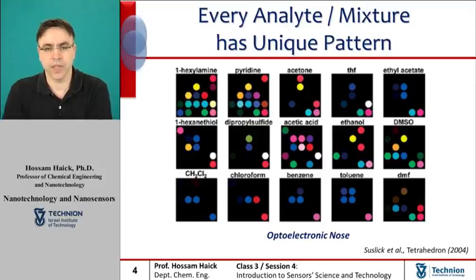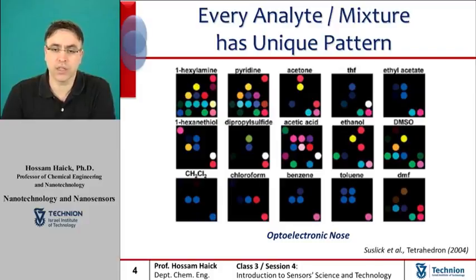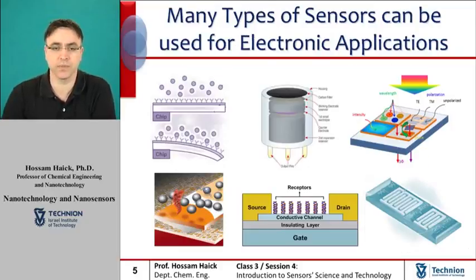On the other hand, exposing the same sensors array to pyridine showed a different combination of colors from the one of the hexylamine. Similarly, other types of analytes, such as those presented on the slide, show different color or optical signatures on the same array of sensors, and therefore each analyte has its own fingerprint of colors or optical signals.